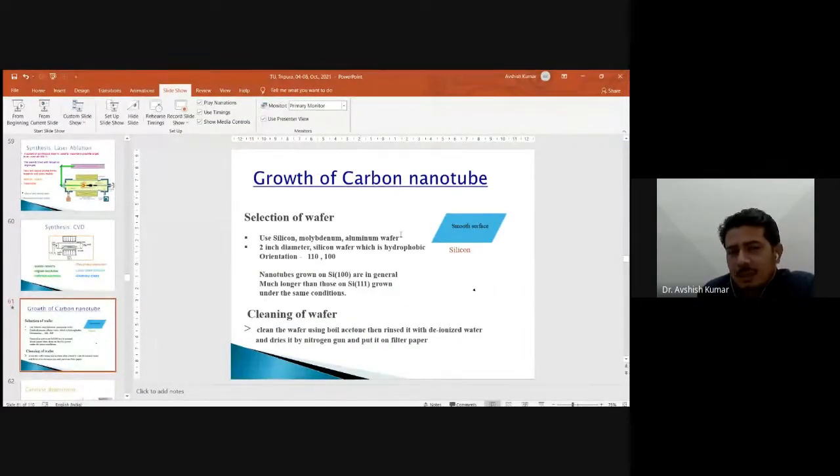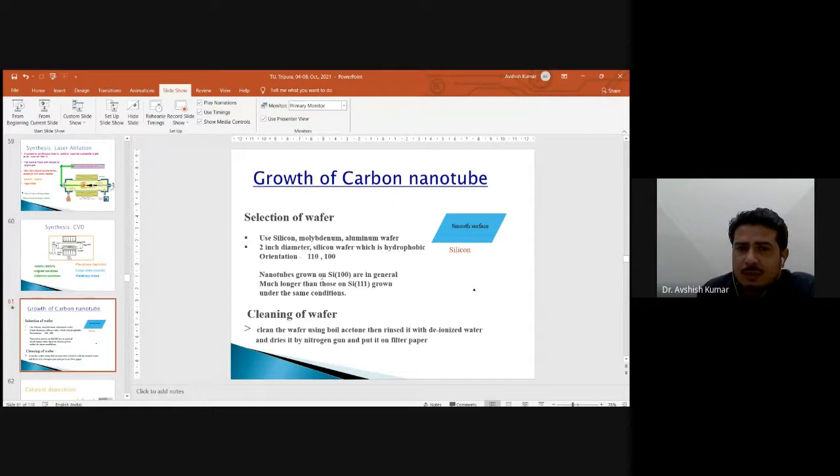For the growth of these carbon nanotubes, you first need to select the wafers, particularly which orientation will be supported or useful for the synthesis. In our case, we have used silicon wafers a lot, but you can use molybdenum and aluminum wafers also. We used 2-inch diameter silicon wafers with orientation 110 and 100. So we have used these.